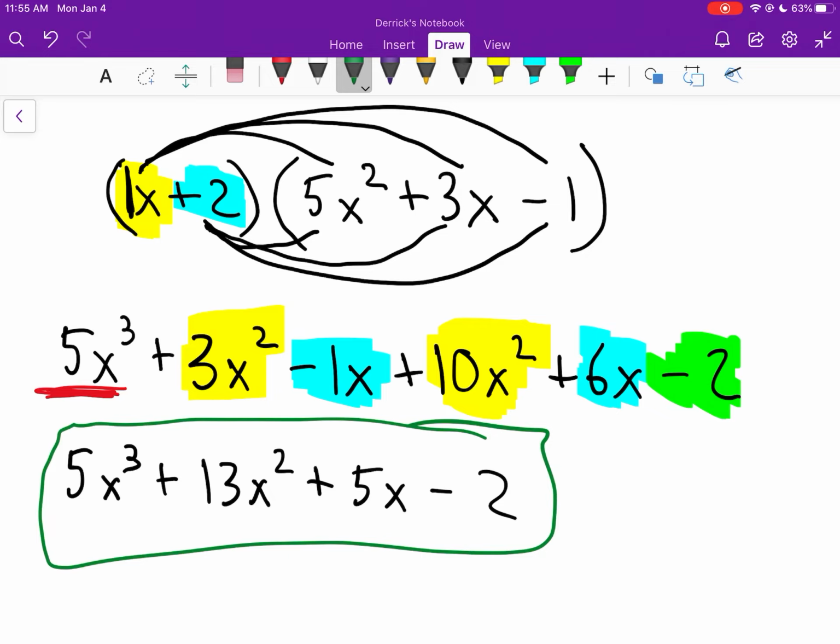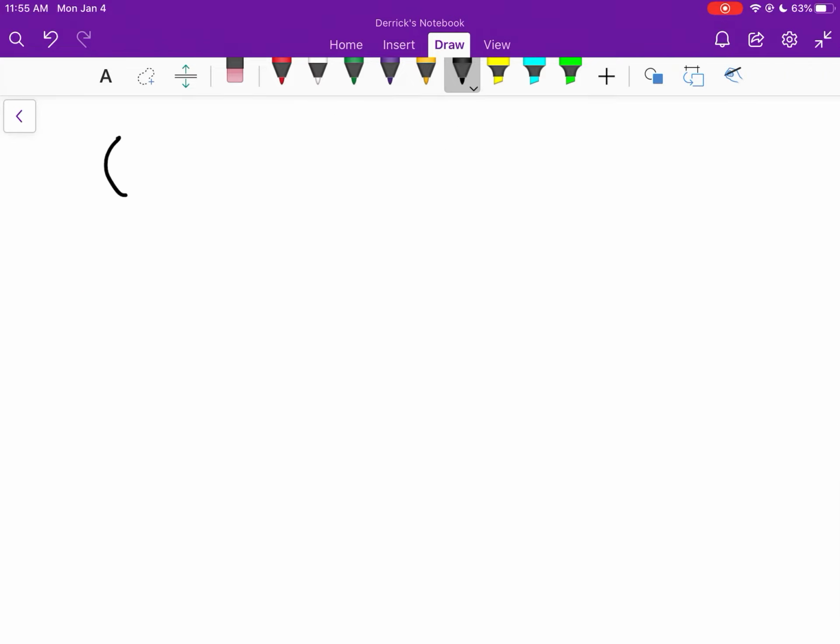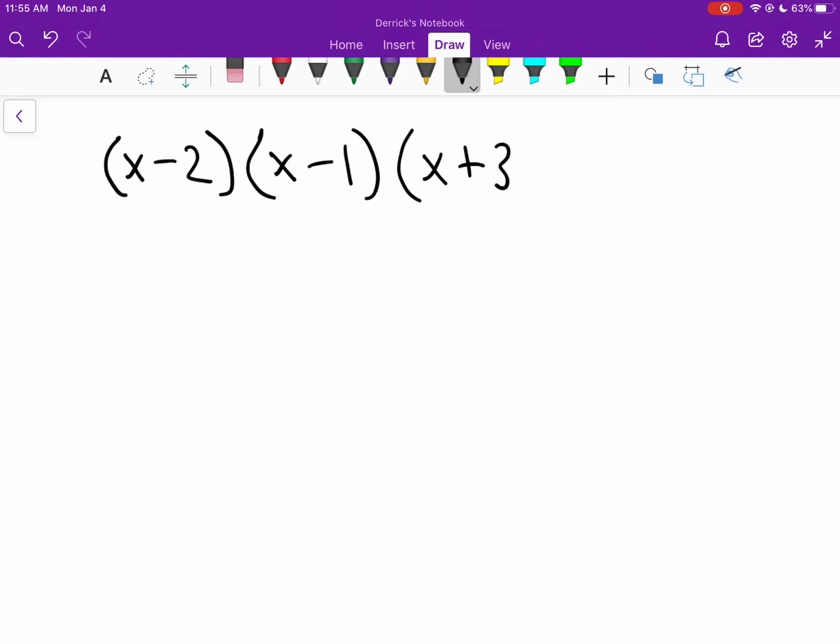Last example I want to show you real quick is what happens if you are given three polynomials to multiply together. For example, let's say I asked you to take x minus 2 times x minus 1 times x plus 3. The short version is you cannot multiply these three together simultaneously. You need to take them two at a time, meaning you need to pick two of these, multiply those two together, and then you can multiply the third one in after.